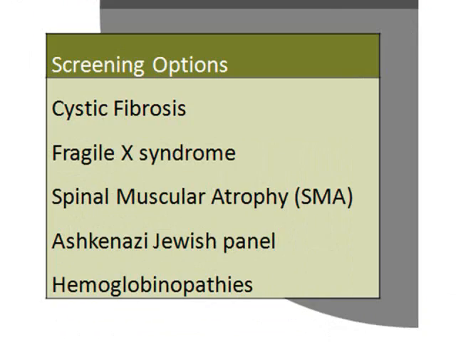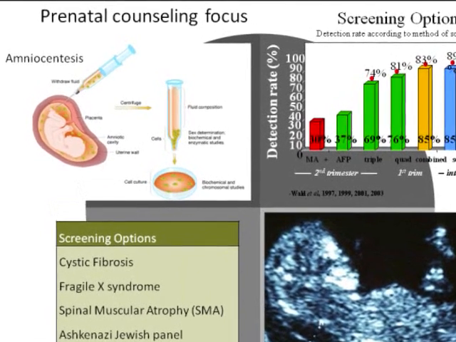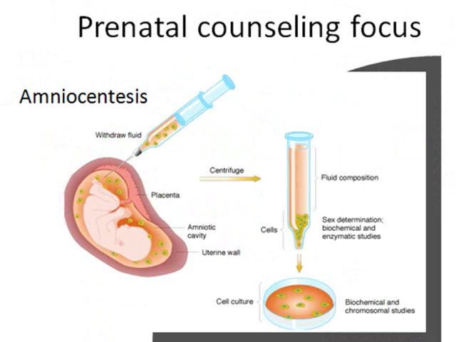Appropriate population screenings, such as cystic fibrosis and hemoglobinopathies, are presented with information regarding specific ethnic background detection rates. Diagnostic testing options, such as chorionic villus sampling and amniocentesis, are discussed with information presented regarding detection rate and risks.